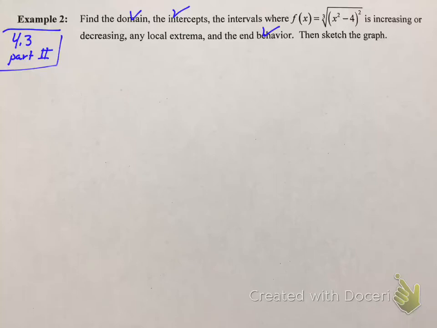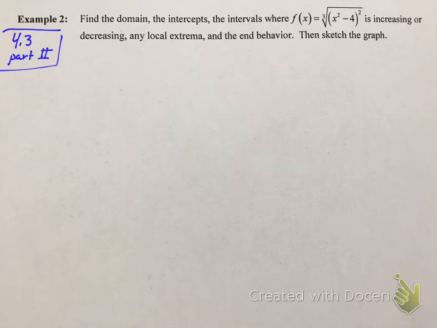Okay, this is 4.3 part 2. The question asks us to find the domain, the intercepts, the interval in which f of x equals the cube root of x squared minus 4 squared is increasing or decreasing, any local extrema, and the end behavior. So these are the things that I need to do.